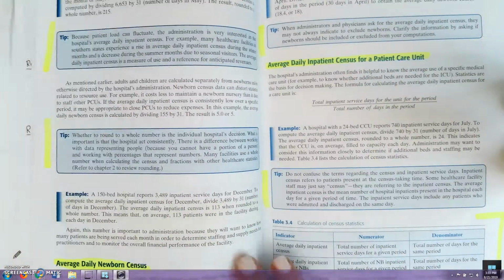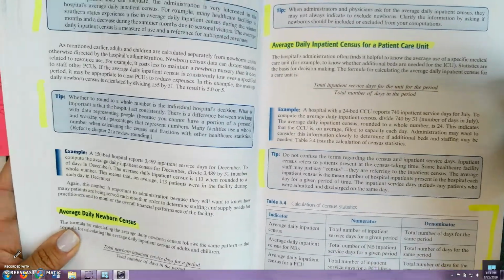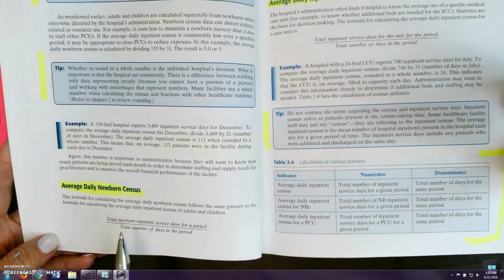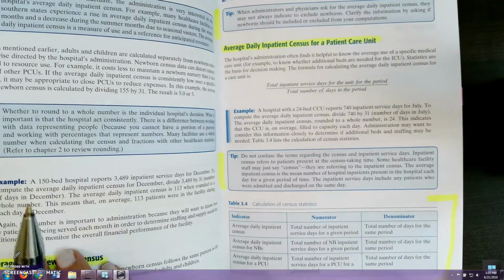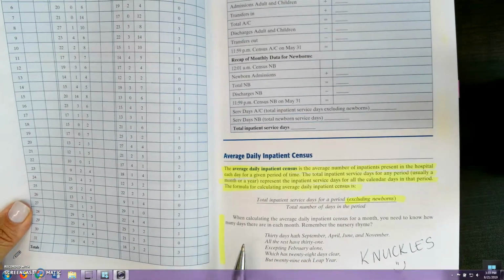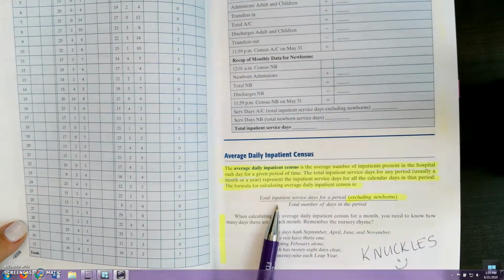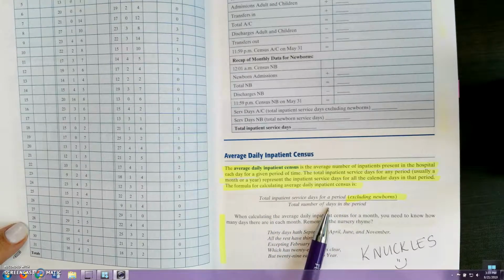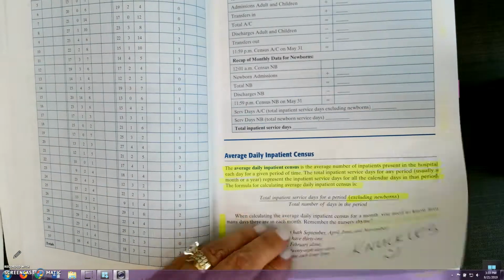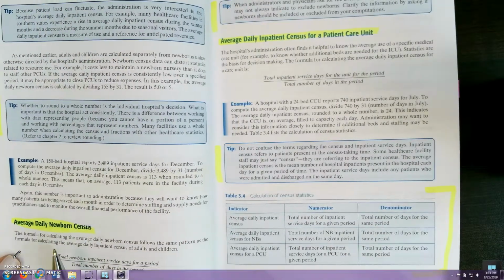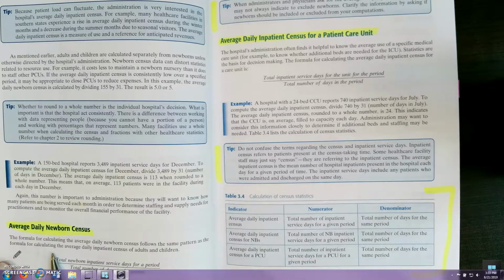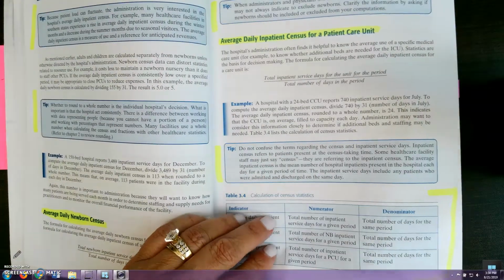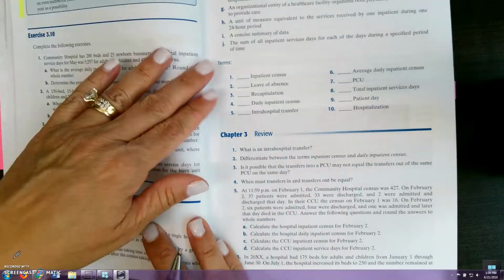So we're going to flip back over here and remind ourselves what the actual formulas are. For the average daily inpatient census, it's the total number of inpatient service days for a period excluding newborns over the total number of days in the period. And from the other video, you remember the knuckles and all that good stuff. Then we have the average daily newborn census, as well as the average daily inpatient census for a patient care unit.